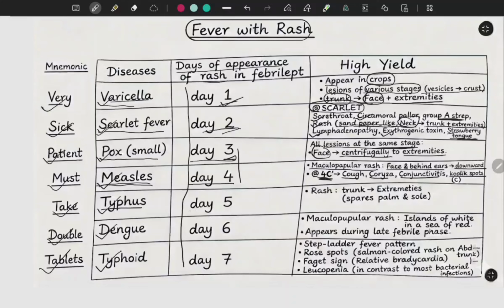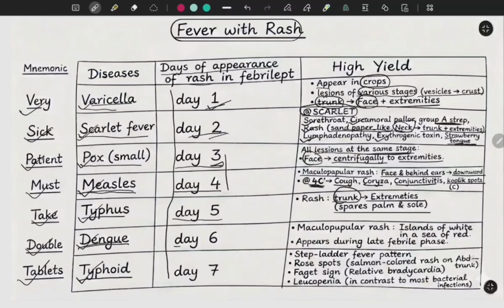Now typhus, the rash appears on day 5 of the fever, and the rash first appears on the trunk and then spreads to extremities. Remember, in typhus, the rash is not present on palm and sole, that is palm and sole are spared. Dengue, the rash appears on day 6 of the fever.